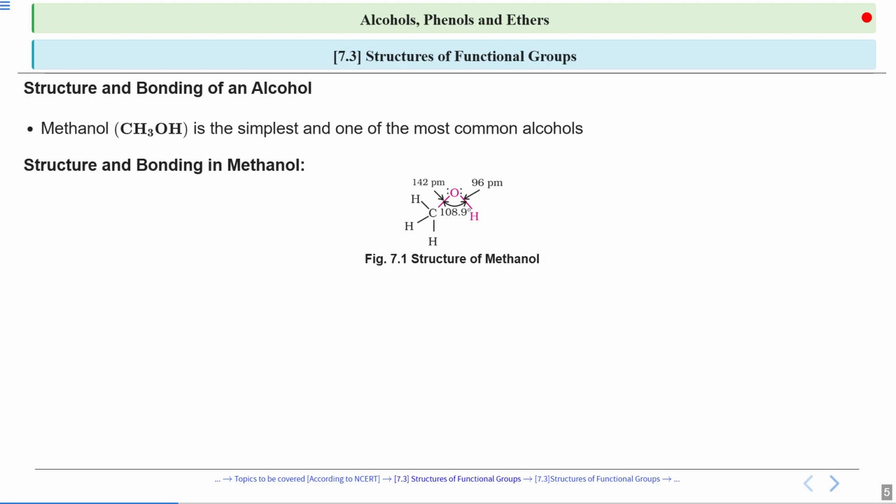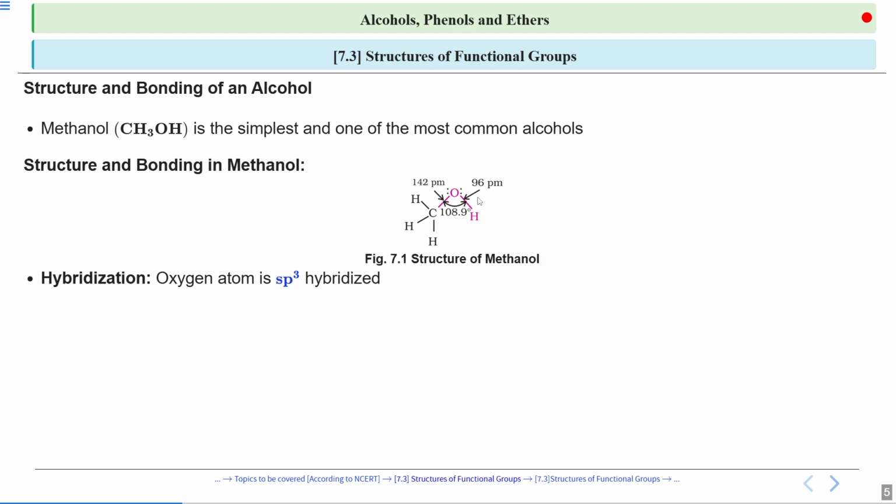If we talk about the structure and bonding in methanol, this is a figure given, figure 7.1, the structure of methanol. You can see that CH3 is bonding with this hydroxyl group OH in a particular manner, and there is this bond angle given of COH. So COH bond angle is given as 108.9 degrees, and there is this bond length given in picometer. The CO bond length is 142 picometers and OH bond length is 96 picometers.